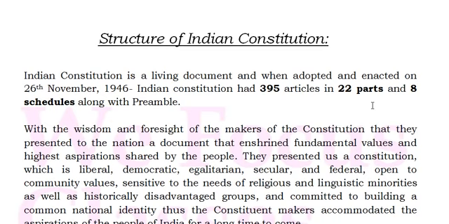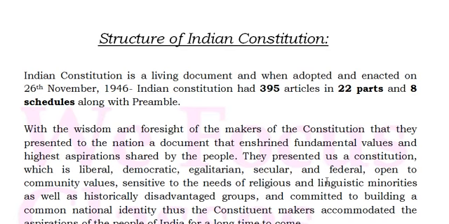They enclose the solutions for each and every problem which is going to come. That is the meaning of a living document. Yes, friends, the constitution makers have presented us a constitution which is liberal, democratic, egalitarian, secular and federal, and open to community values, sensitive to the needs of the religious and linguistic minorities, as well as historical and disadvantaged groups.